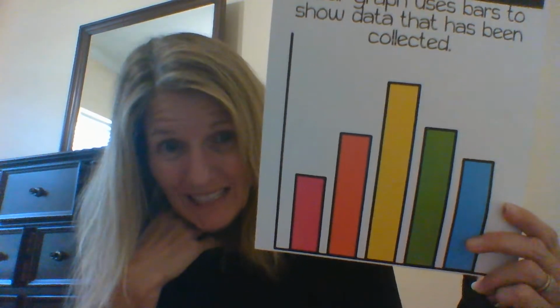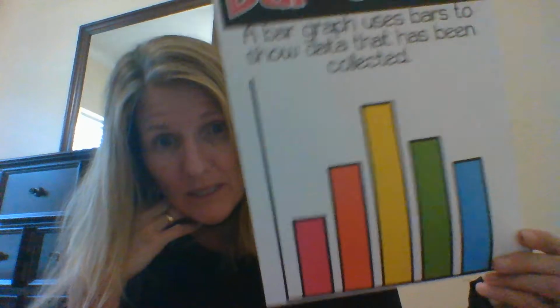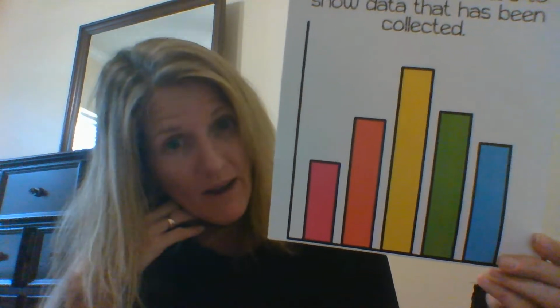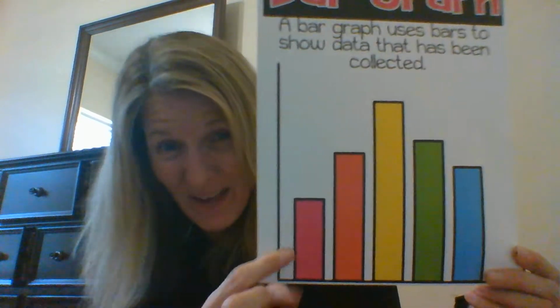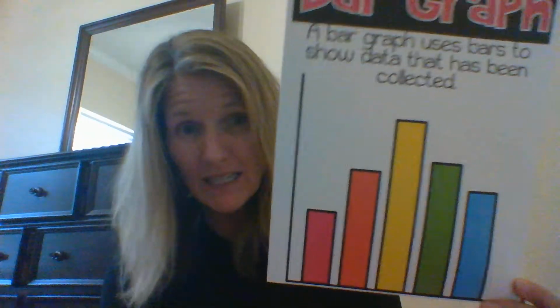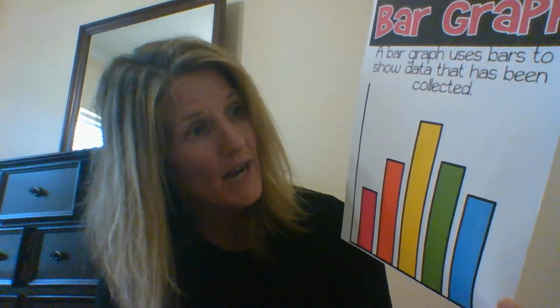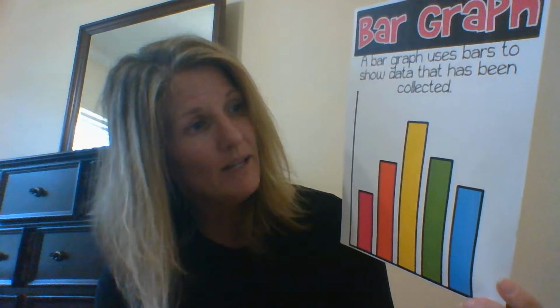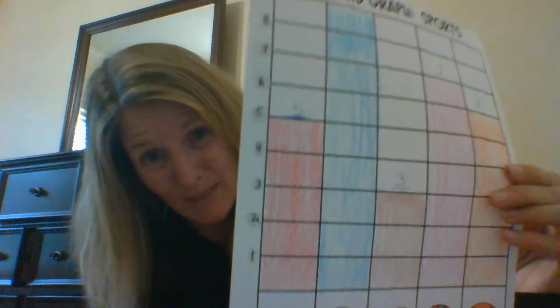What's the least on this one? It doesn't have a title, so we don't know what it's representing, but what's the least bar on this graph? Yeah, the pink, right? So even though it doesn't have numbers or a title, you can still get information easily from a bar graph. I'm going to show you on this one, right? It's very important with the bar graph that all the bars are the same size.